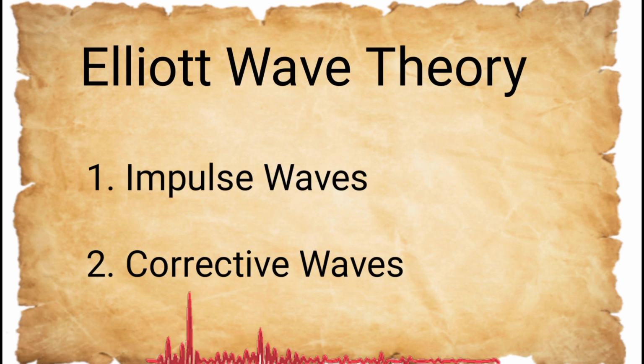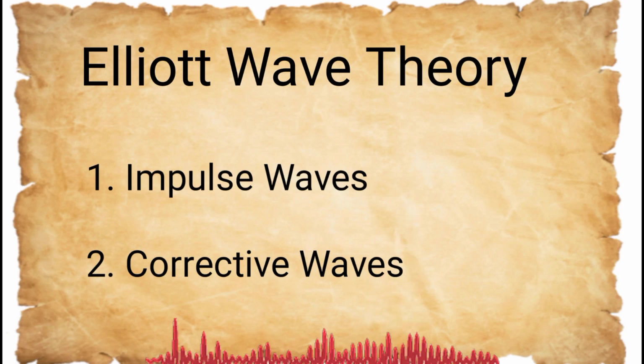Wave 1, the initial move that starts a new trend. Wave 2, a pullback that shakes out weak hands. Wave 3, the strongest and longest wave, where momentum builds up. Wave 4, a smaller correction before the final push. Wave 5, the last move before the trend reverses.